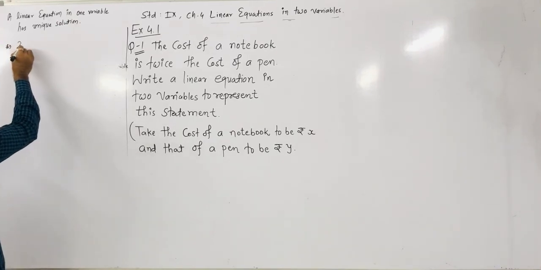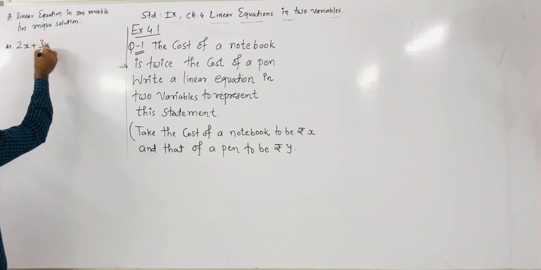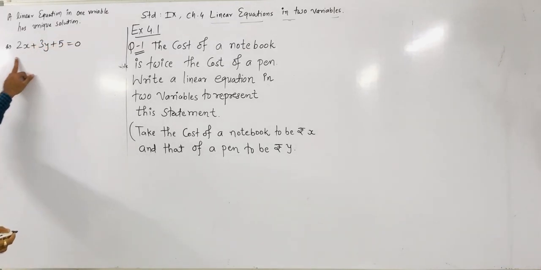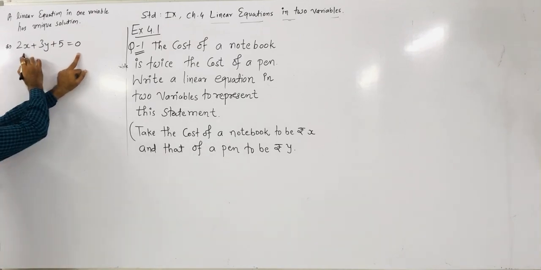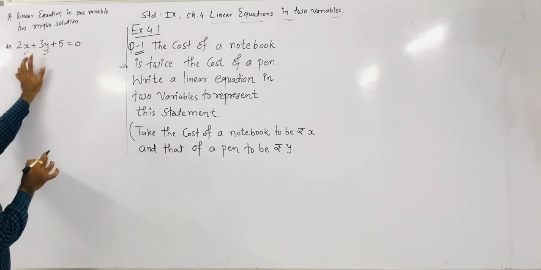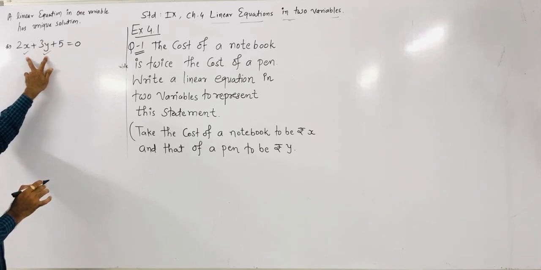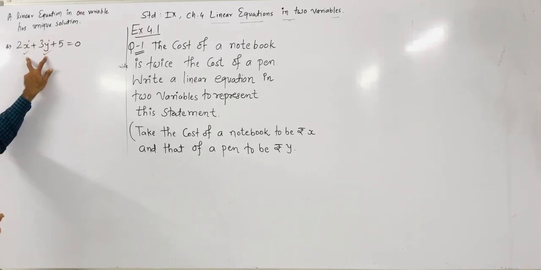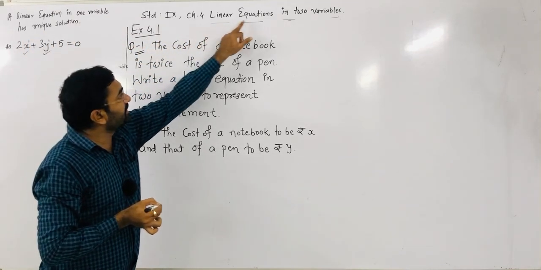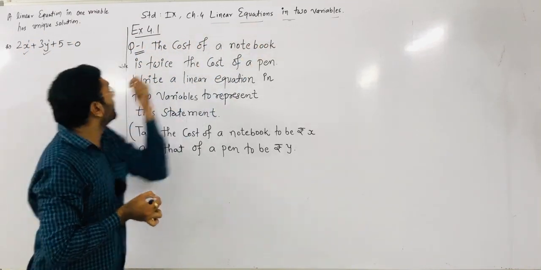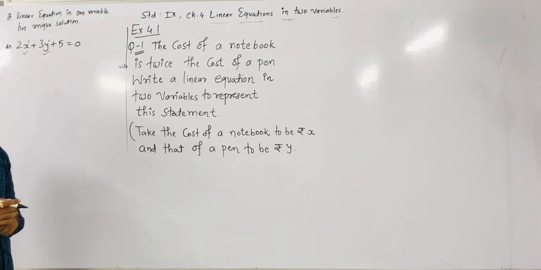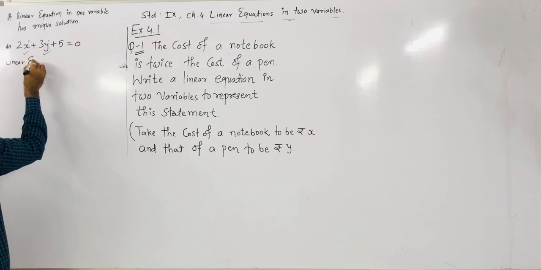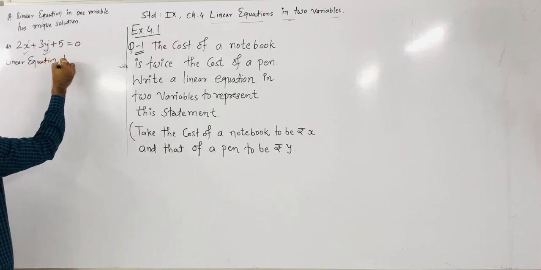So suppose I want to write 2x + 3y + 5 = 0. In that equation there are two variables. Which are the two variables? x is a variable and y is a variable, right? Both variables have degree 1. So we can say it is a linear equation. And here we take the two variables x and y, so that is called a linear equation in two variables.